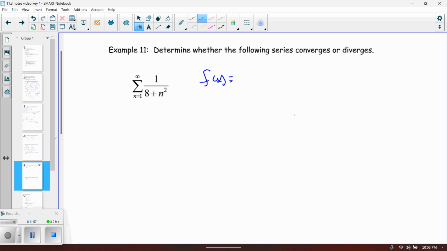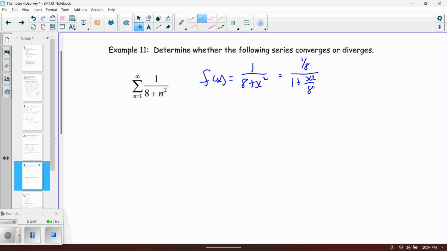I'm going to write this as f of x equals 1 over 8 plus x squared, which is the same thing as if you were to divide the top and the bottom by 8, which you can do. It's the same as multiplying. Basically, we're multiplying the top and bottom by 1/8. Then you're going to get 1/8 on top, 1 plus x squared over 8 in the denominator.